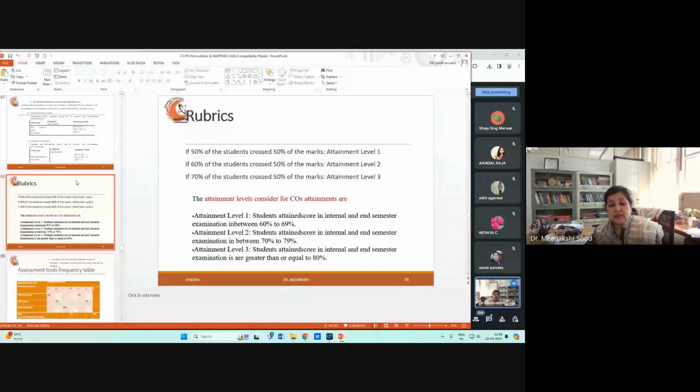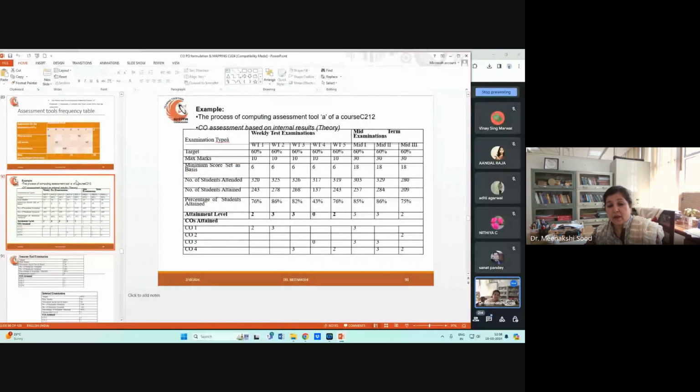Okay, so like this I was saying, you have already defined each and every part separately, and then when the students get the marks, how many students were there, how many students attained, how many percentage of students got more than, suppose, 70. If it is more than 80, it should be 3, and 70 to 80, it is 2. So if 76%, then the attainment level is 2, 86 is attainment level 3, and so on.